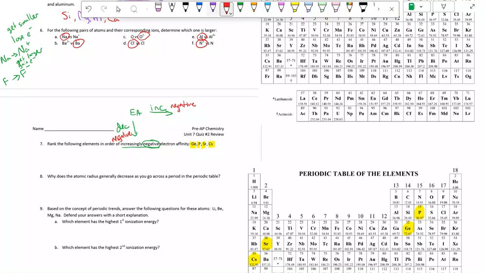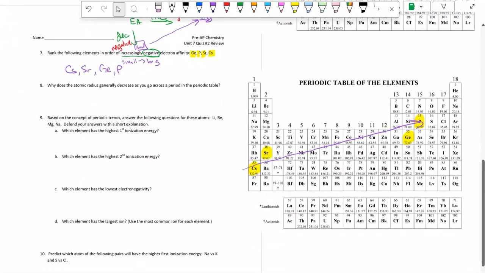Okay, so if we're going to go increase in our negative electron affinities, we're going from small to big. Okay, so the smallest are going to be down here, and the biggest are going to be up here. So we're going this way. And so if you look at our elements on the periodic table, okay, we should end up with cesium, and then strontium, and then germanium, and then phosphorus.